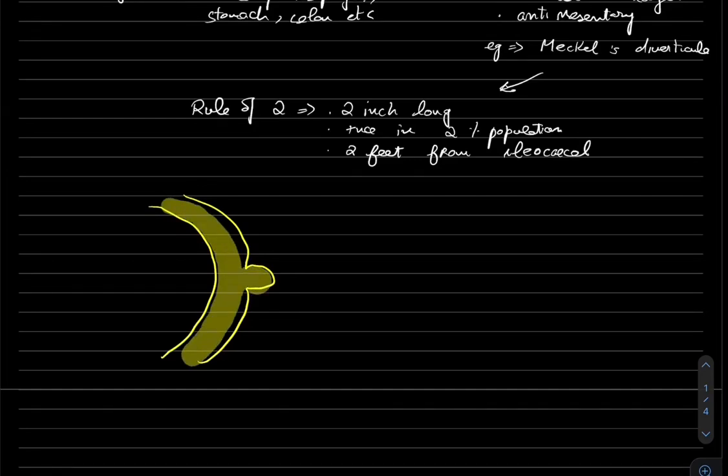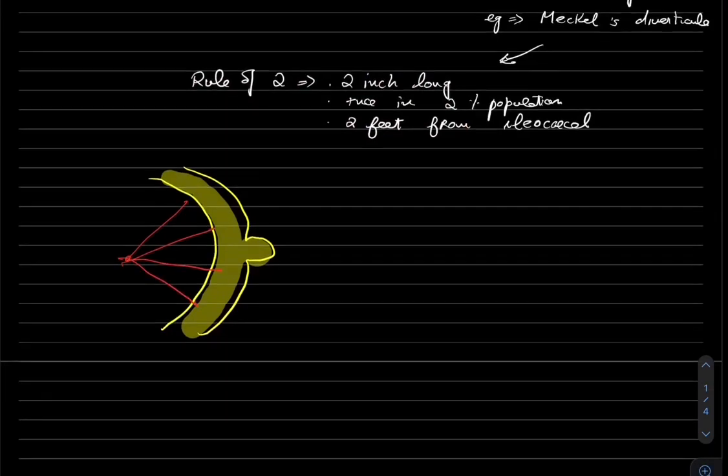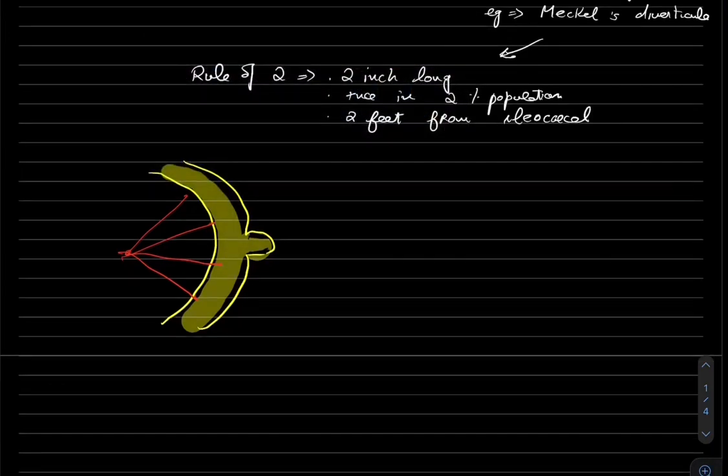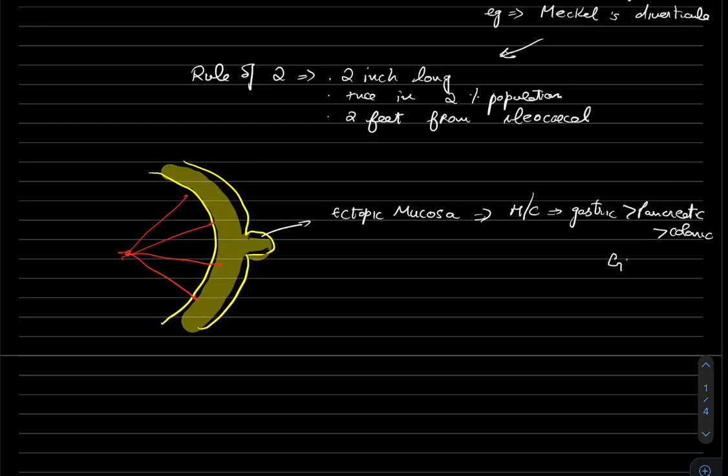Okay, lymph vascular supply. Now see, there may be ectopic mucosa here. Most commonly it is gastric, then pancreatic, and then colonic. Learn GPC. Okay.